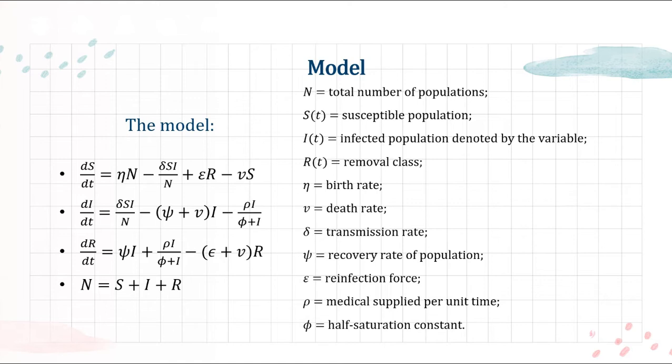This model becomes a SIRS type system when a rate of transfer from R to S, that is epsilon, is added to this SIR model. The reinfection force, epsilon, can play an influential role in determining the transmission dynamics of COVID-19.